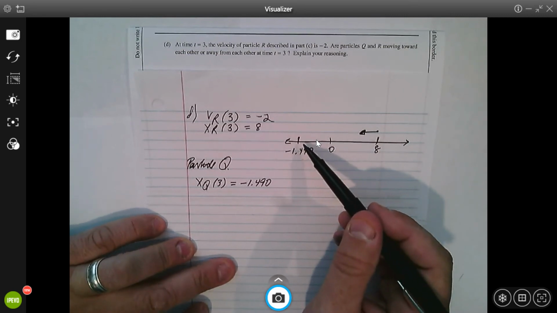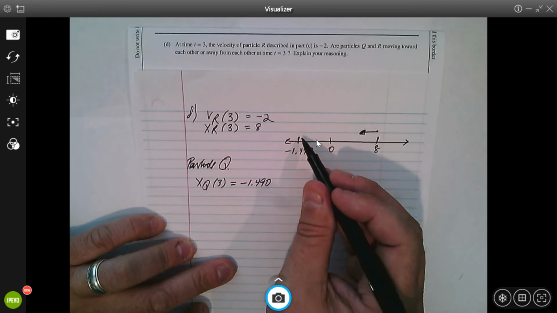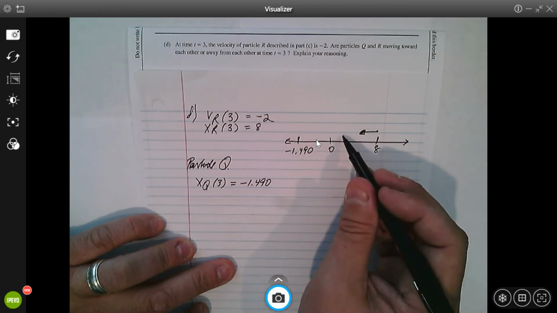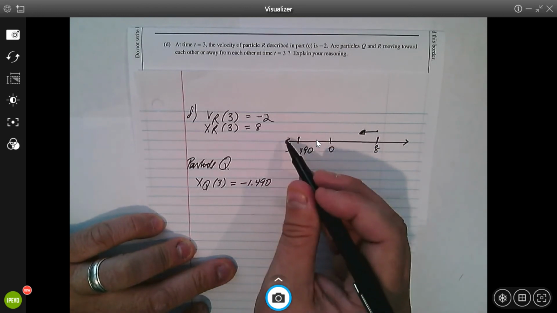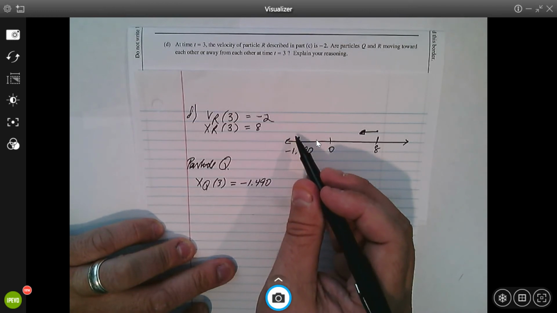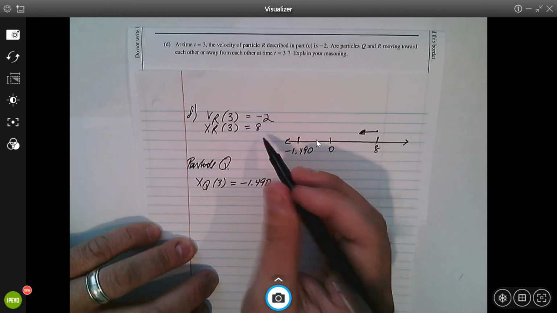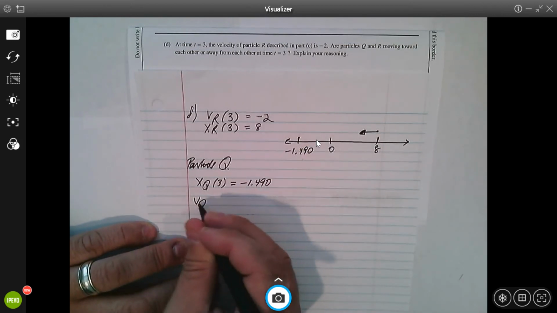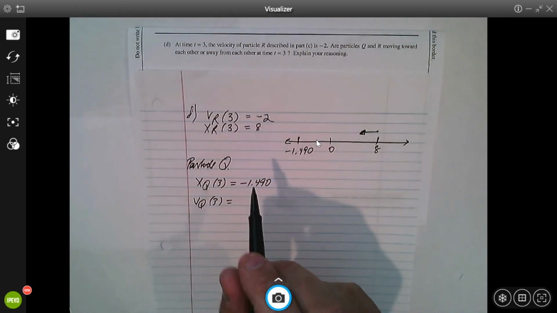I'm not ready to answer this question though, because if the particle is moving to the right, then you'd say the particles are moving towards one another. If the particle is moving to the left, then you could say the particles are moving away from one another. But the only way you're going to be able to figure that out is to figure out what is the velocity of particle q at time 3.